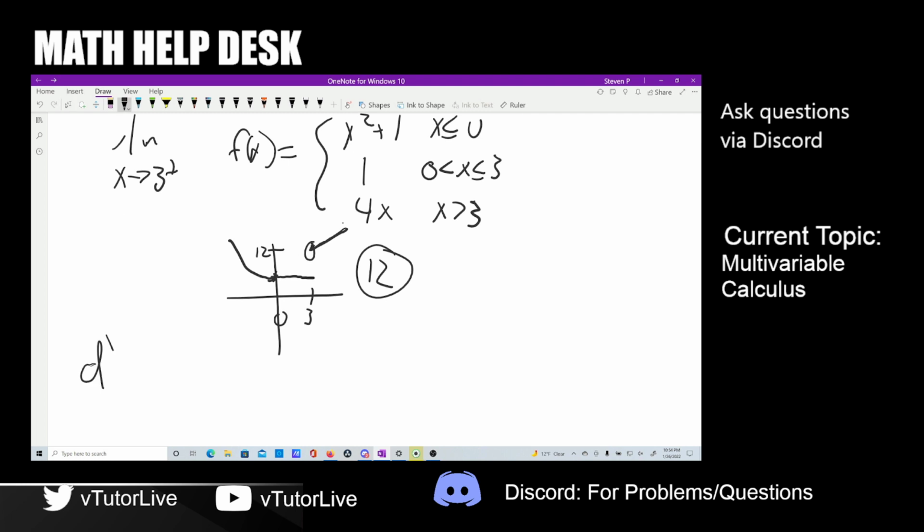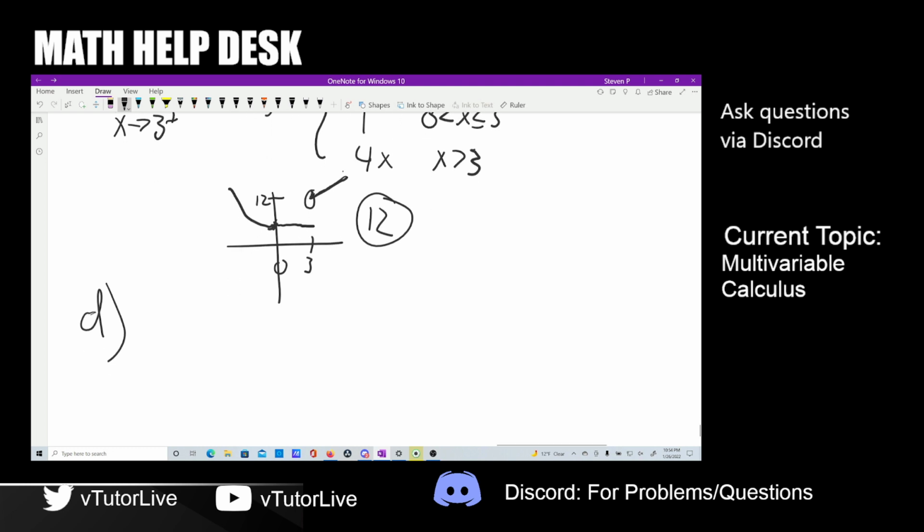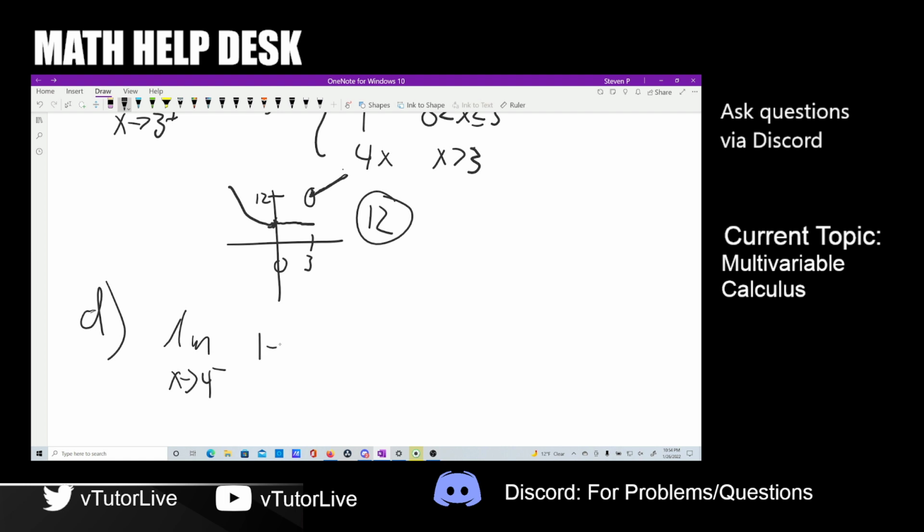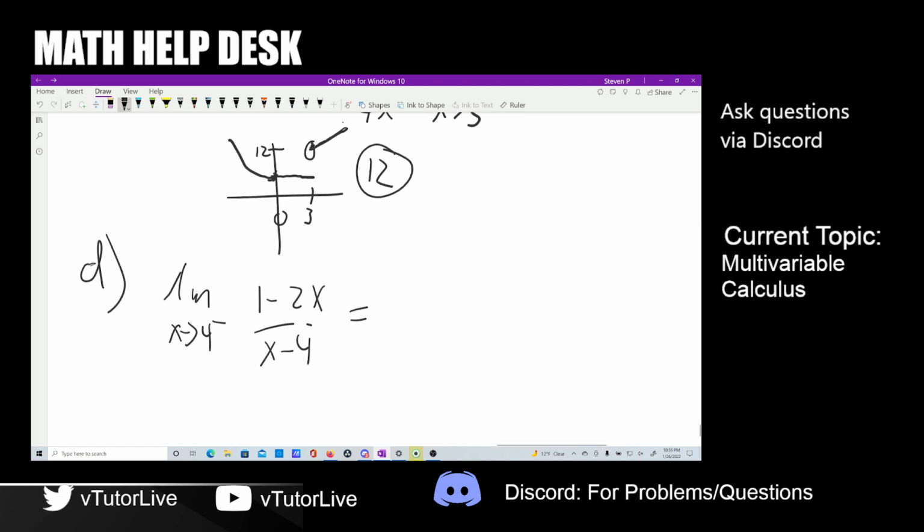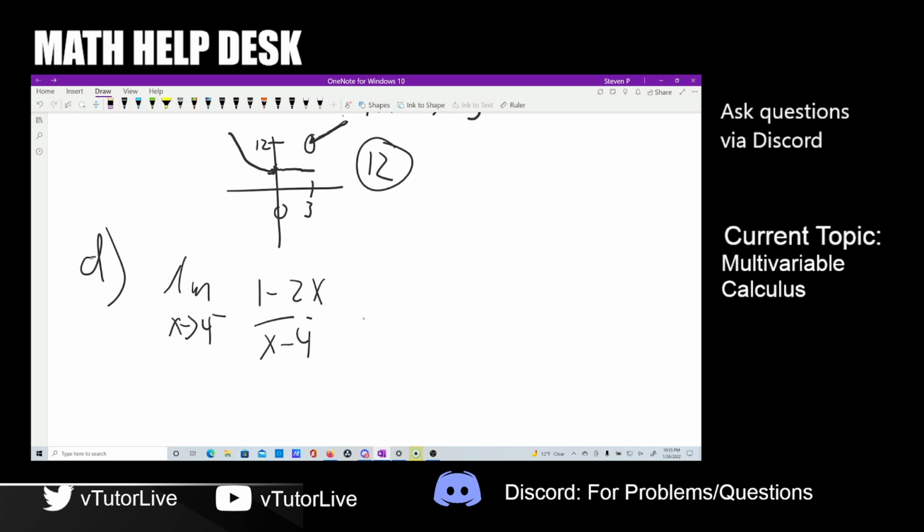All right, part D is the limit as x goes to 4 from the left of 1 minus 2x over x minus 4. What does this become? So you can't just plug it in because 4 minus 4 blows up. So you gotta think about it, but yeah, what do we actually want to do about this?